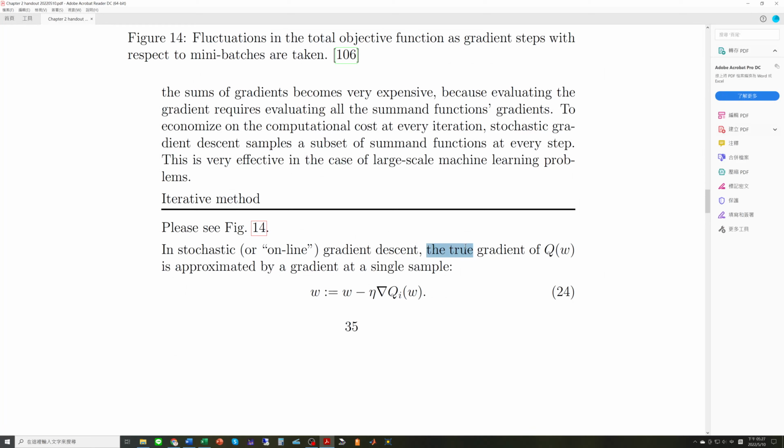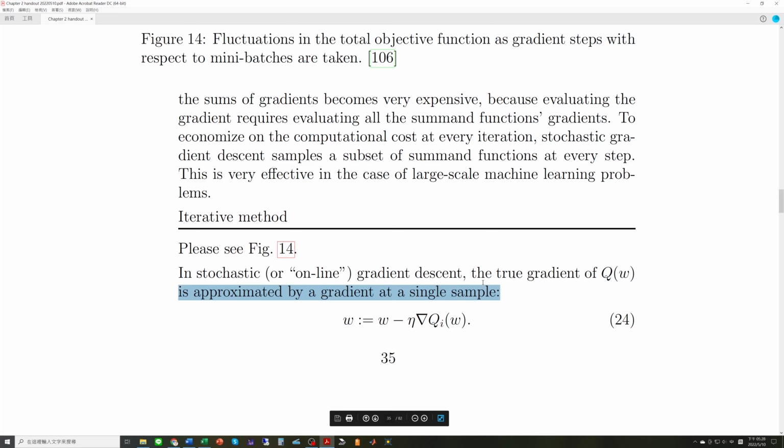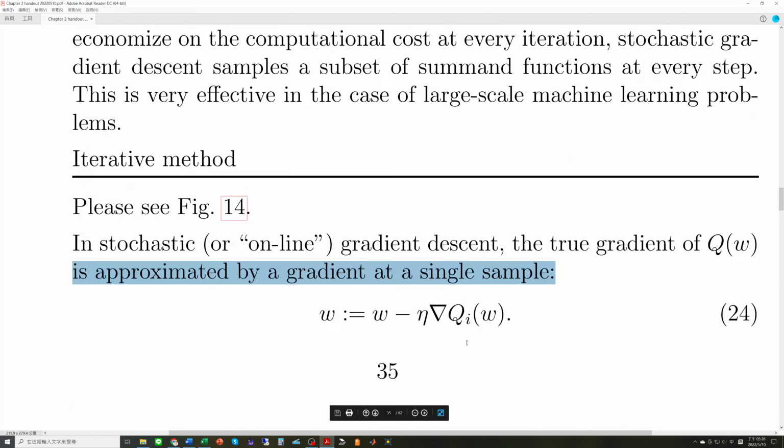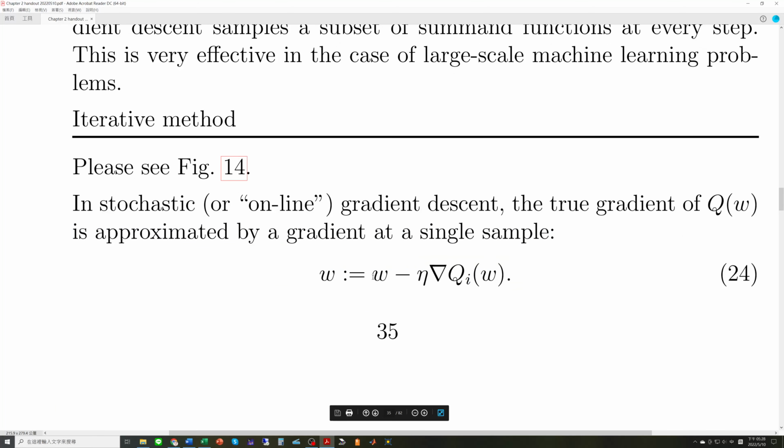The true gradient of Q of W is approximated by a gradient at a single sample. So we calculate W minus eta, where eta is the learning rate, times the gradient of Qi of W, and then assign it to W to update the value of W.